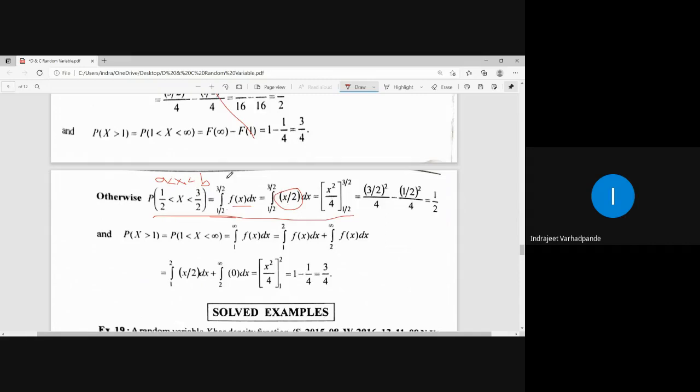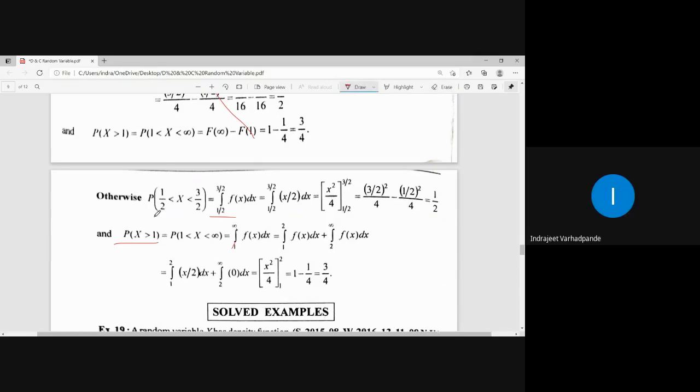So integration between 1 by 2 to 3 by 2 of the function will be integration of x by 2 and that answer comes out to be 1 by 2. And secondly for greater than 1. Greater than 1 means 1 to infinity. But what is the highest limit of our function? Up to 2. The function is defined for 0 to 2. So I will go from 1 to 2 for the integration. From 2 to infinity, the function will be 0. I hope this is clear. Is this understood? How the integration will be done and what function is to be considered?